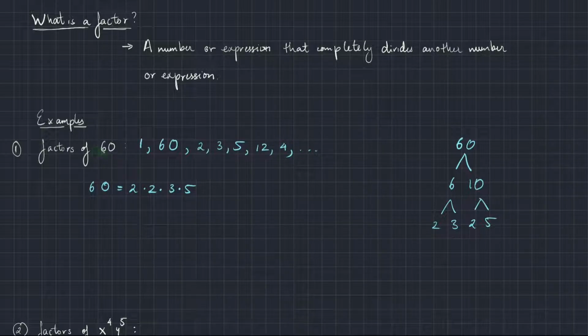Now while finding the factors of a number, you must be careful not to repeat the factor more than it is already repeated in the prime factorization. For example, if I were to say 2 times 2 times 2 times 3, that would give me 8 times 3, which is 24. And 24 is not going to be a factor of 60. So I can repeat 2 at most twice when I'm trying to find the factors of 60.